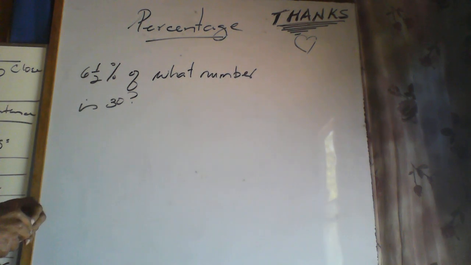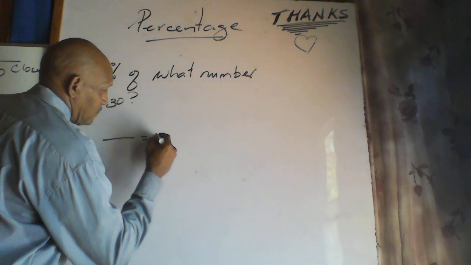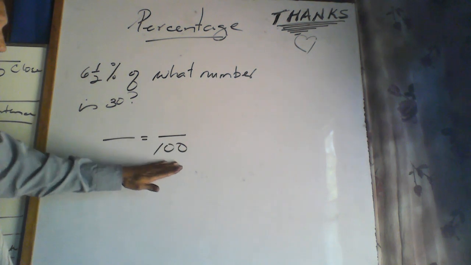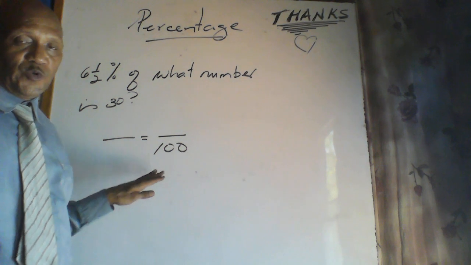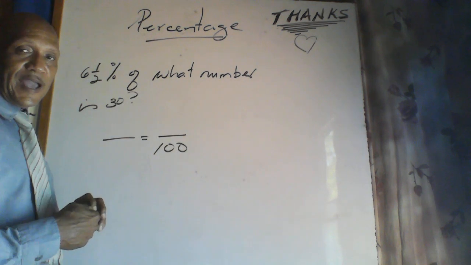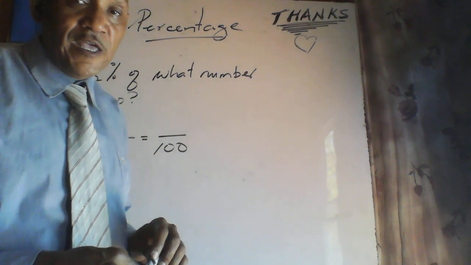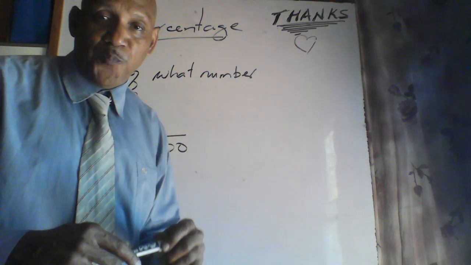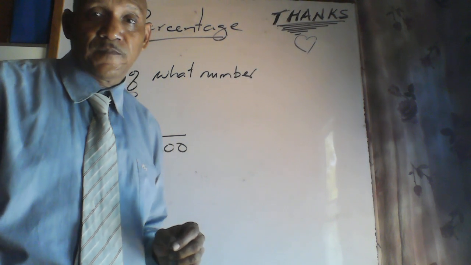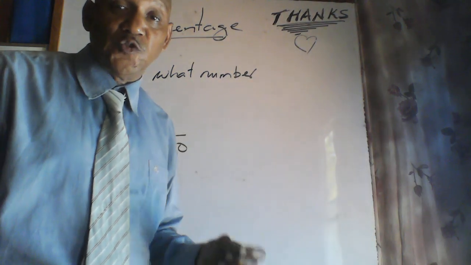6.5% of what number is 30? I know that they gave me 100 in the formula. Part over whole is equal to percent over 100. 100 is always given. Did they give me a percent? Yes, 6.5. I could change it from 6.5 to 6.5 because I know that 1/2 is also 0.5. There are so many different ways to do this, but I'm going to show you the easiest and the quickest way to do it.